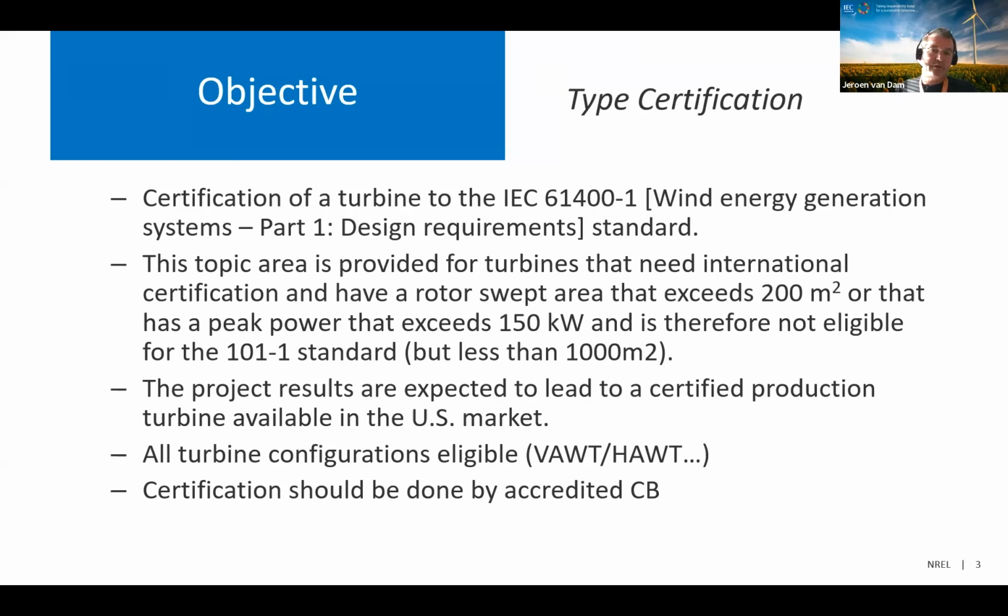All turbine configurations are eligible. Depending on your configuration, that path may be more well-defined and simpler than for others. Traditional horizontal axis wind turbines have a much smoother path because things are much more readily defined. Vertical axis turbines, there's a lot of white space there that will have to be defined with your certification bodies. And then, of course, if you have even more complicated concepts, there will be a lot of back and forth with your certification body while you go through this process.